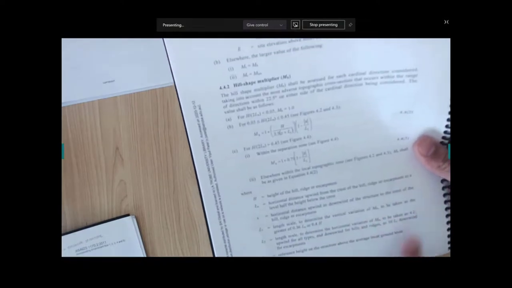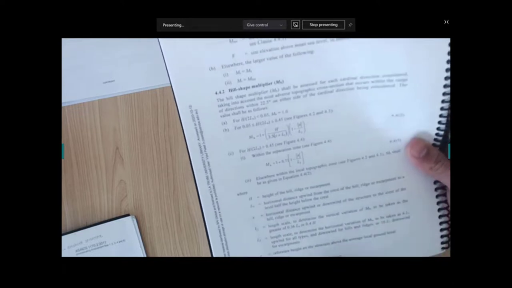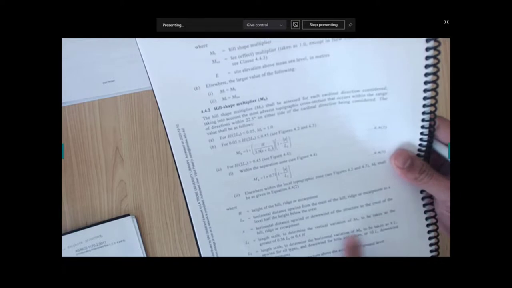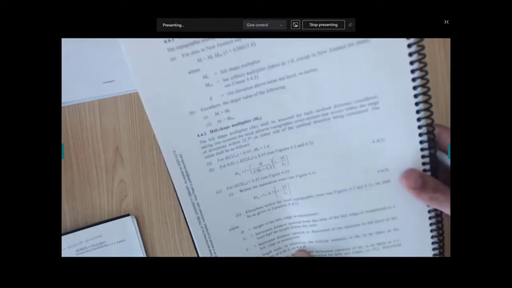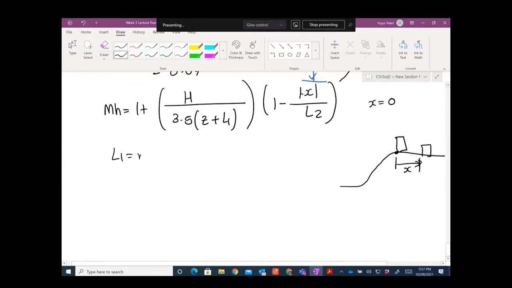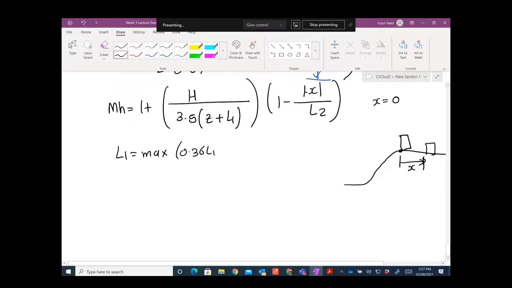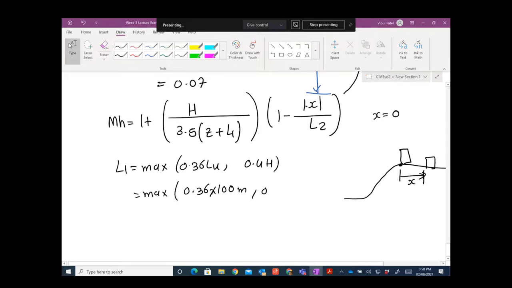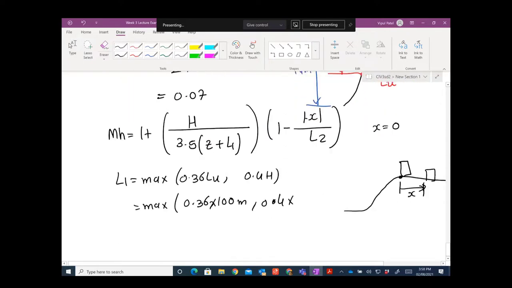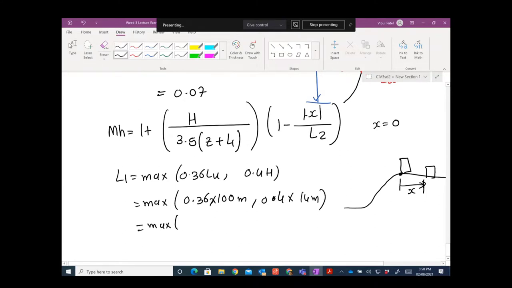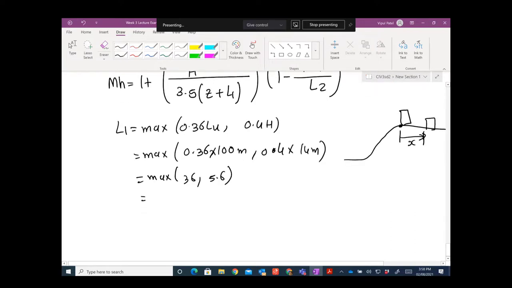If you read it here, L2 is the length scale to determine the horizontal distance, 4 times L1 upwind, downwind 10 times L1. And L1 is the length scale to determine the vertical, taken as the greater of 0.36 LU or 0.4 H. So L1 equals the maximum of 0.36 LU or 0.4 H. We can substitute that value. 0.36 LU is 100 meters and 0.4 times the height is 14 meters. If you use the calculator, 0.36 times 100 you get 36, and 0.4 times 14 you get 5.6. So the maximum is 36.